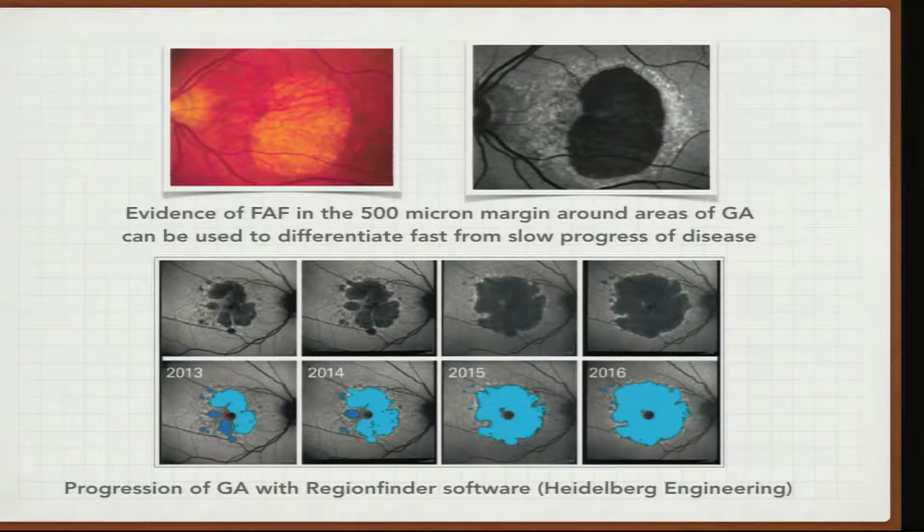Our main use of autofluorescence will be looking at this area where you have a hyper autofluorescence around 500 microns from the area of atrophy, and then with the Region Finder software of Heidelberg, we can even document the worsening of the GA.